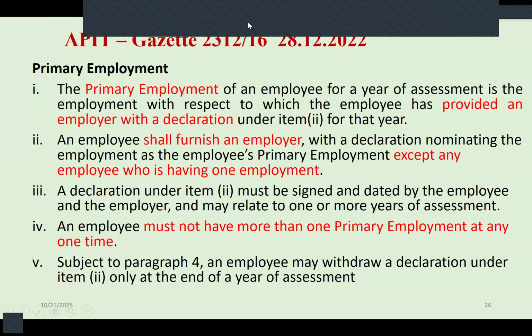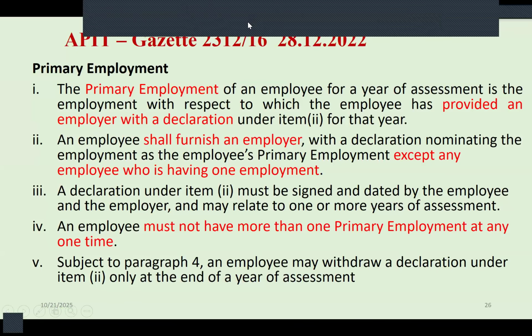So we have four income sources. First one is employment, then business, then investment. Final one is the other income source. So employment income is the most important one because when we are identifying our income, and when we are categorizing our income, first of all, we have to consider whether that income should be categorized under employment income or not.